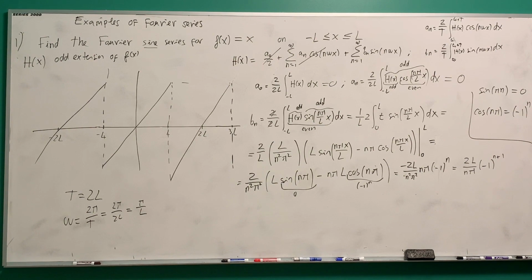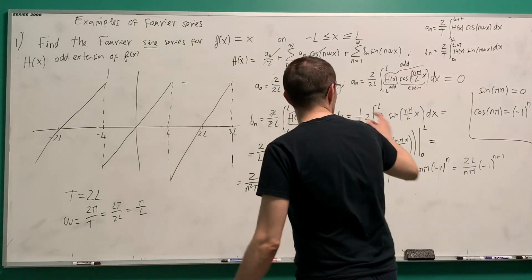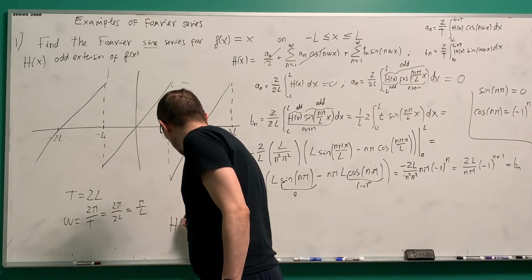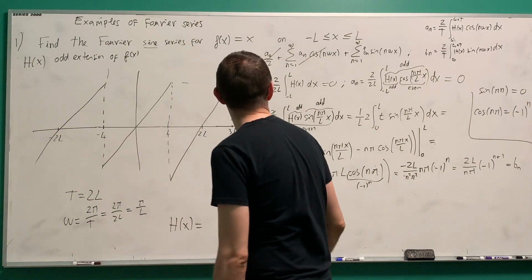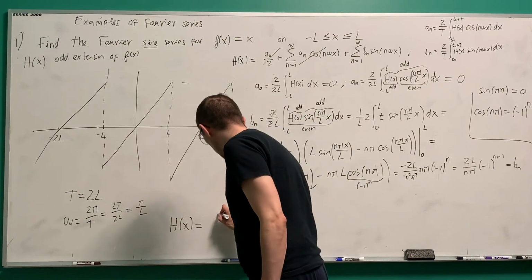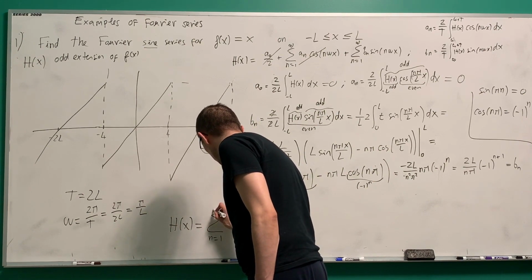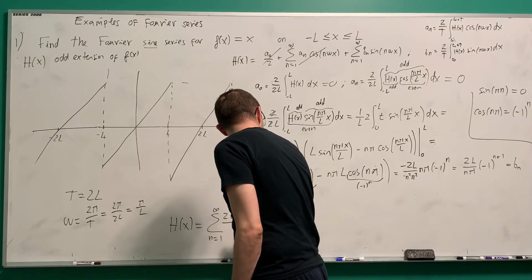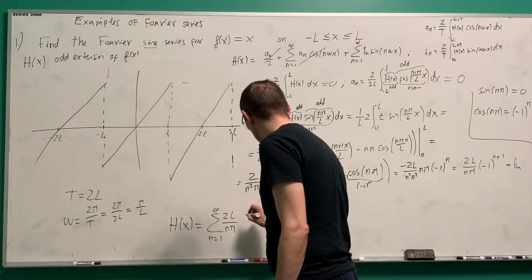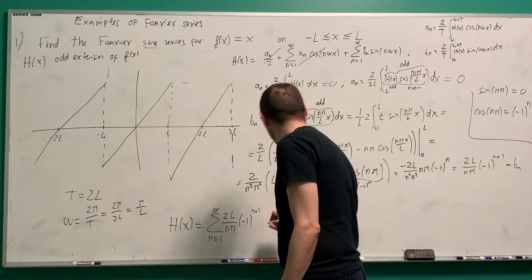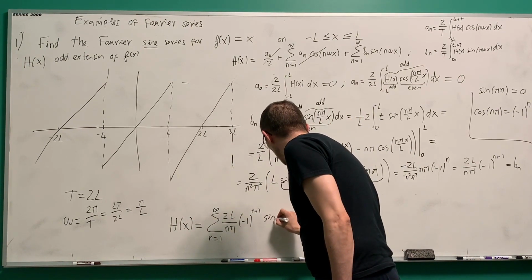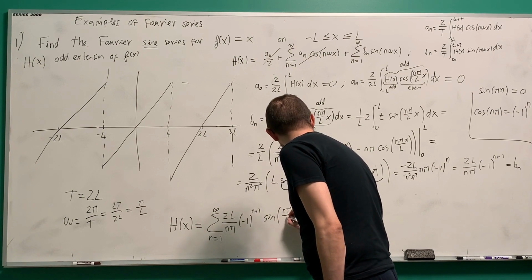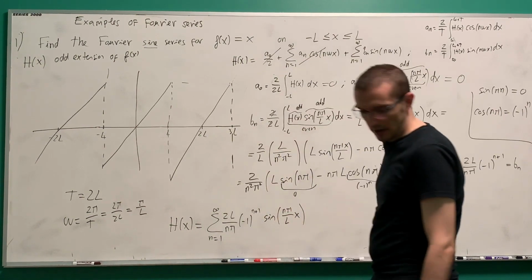So that means that we can now write the Fourier series, because this is, remember, bn. So the Fourier series of h of x, the sine Fourier series, is the sum from n equals 1 to infinity of, and I substitute bn, which is 2L divided by n pi, times minus 1 to the n plus 1, and then I get the sine of n pi divided by L times x. All right, so that's it.